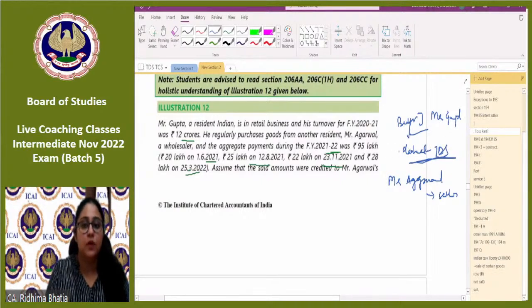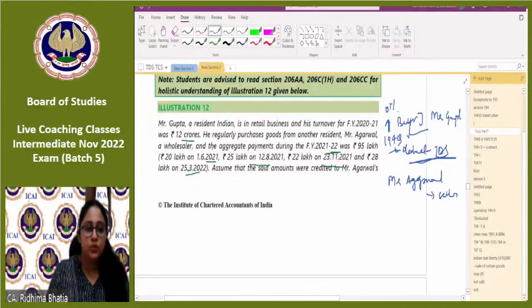कौन से सेक्शन में? 194Q में. Why? Because transaction is crossing more than 50 lakhs during the year. What is the TDS का rate? TDS का rate is simple. 50 lakhs के excess पे the TDS has to be deducted at the rate of 0.1%. दोनों का TDS rate is same. वहाँ पे TCS rate is same. यहाँ पे TDS rate is same. Now 50 lakhs के excess पे.